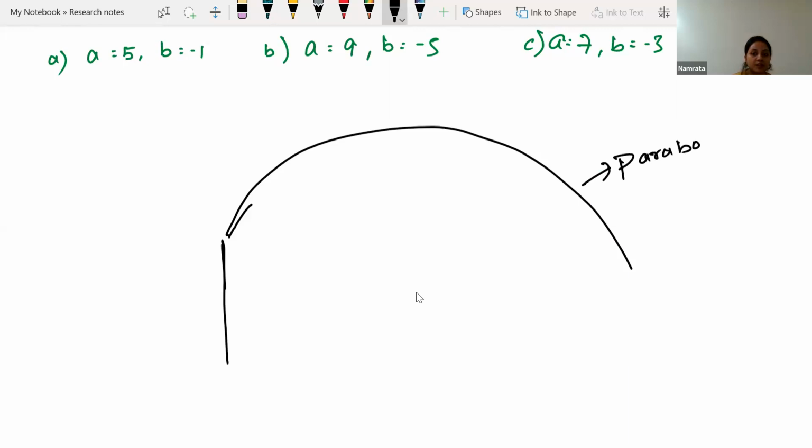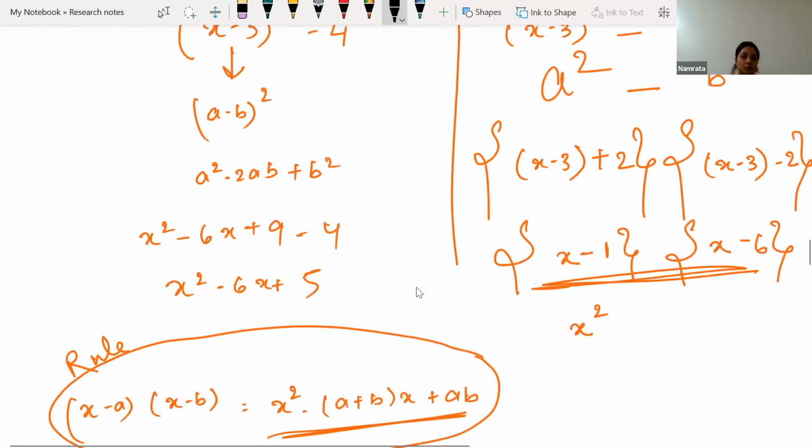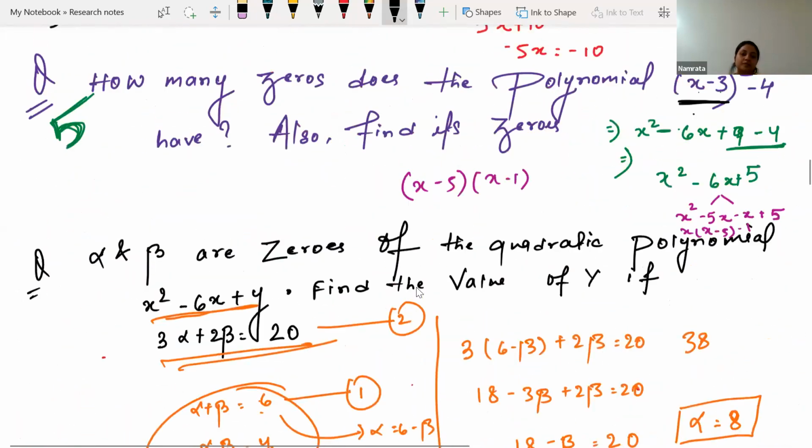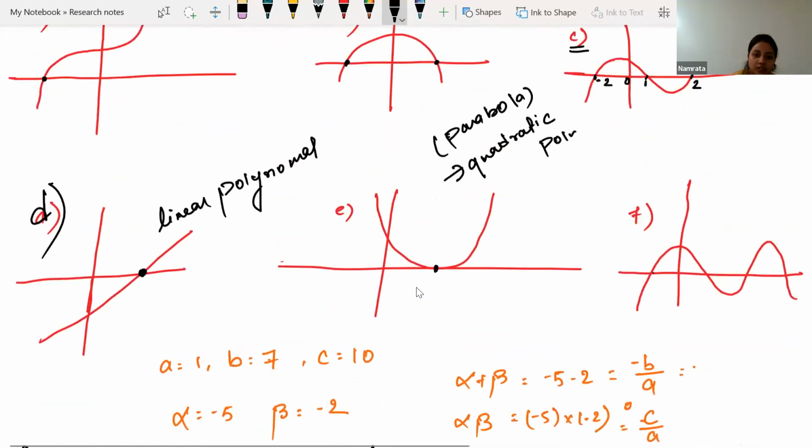Parabola. Whenever we have that type of parabola, it represents a quadratic polynomial, a degree 2 polynomial. Here it is touching the graph at one point, but since it is a quadratic polynomial and the degree is 2, we can see only one point for the zero. Since it is a parabola and represents a quadratic polynomial, the number of zeros in a quadratic polynomial is 2.